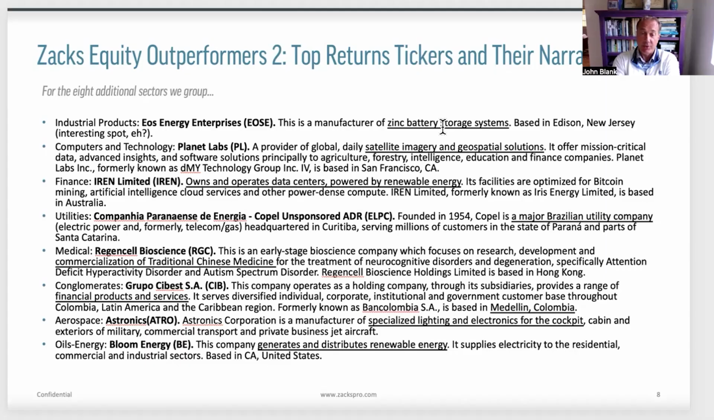And then finally, Bloom Energy. They generate and distribute renewable energy for all kinds of different customers. They're based in California out here in the United States.